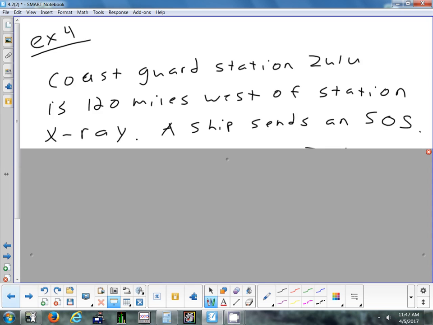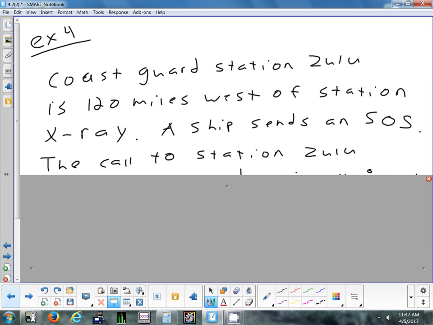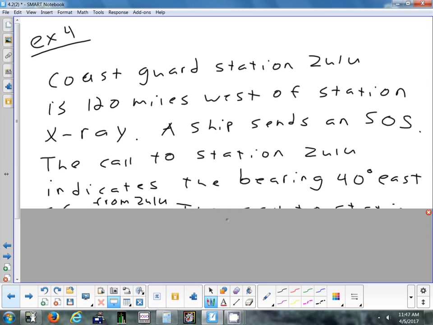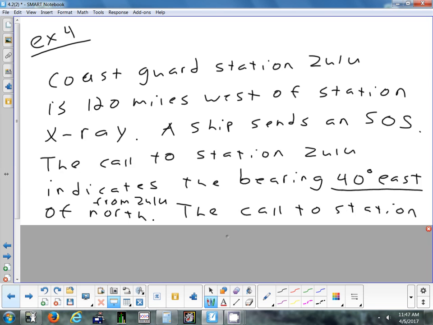And specifically, the way we're going to draw it, Zulu is going to be to the left of X-ray, because it's west, it's left. Okay, so a ship sends out a signal. You don't really need to write that, but that's important. The call to the first station comes in at a 40-degree angle. I'll explain how you sketch 40 degrees east of north. I'll explain what that means. So 40 degrees east of north. That's the bearing, that's the direction of the first signal.